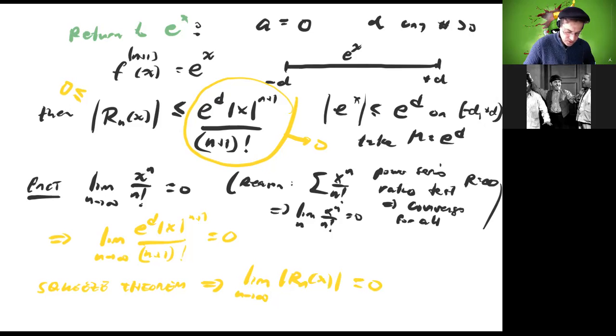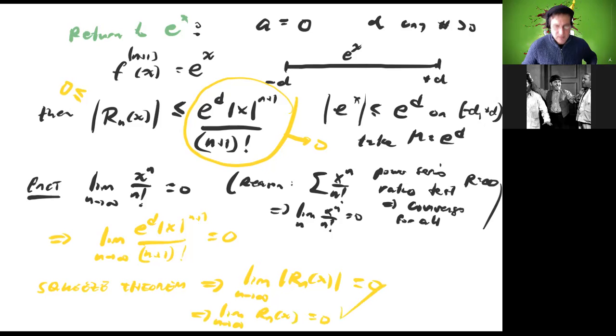That implies that the limit as n goes to infinity of the absolute value of Rn of x is 0. But if that's true, that implies the limit of the terms without absolute value, Rn of x, has to be 0. We actually proved that back in sequences. If we take the sequence of absolute values and that limit converges to 0, then the original sequence converges to 0. So that's what we needed to know, that the remainder tends to 0.